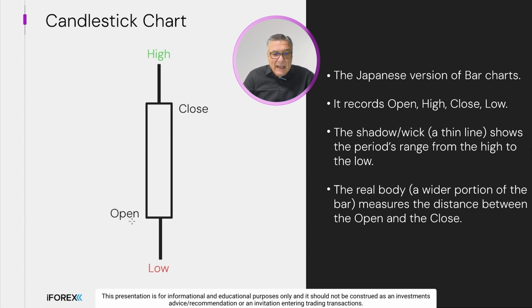Now, if the first price of this session is lower than the close, then the rectangle area is white, or of course any other color you decide to have, as long as you remember what is bullish and what is bearish color. Now, in this case, the open price is lower than the close. The first price of the session is lower than the close price. It implies that there are more buyers than sellers, and in this case, the color is white.